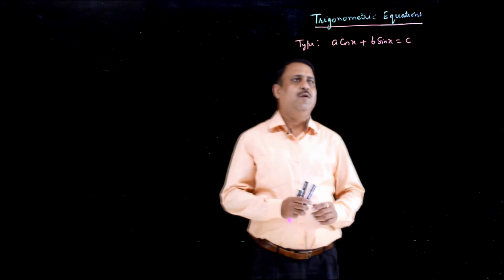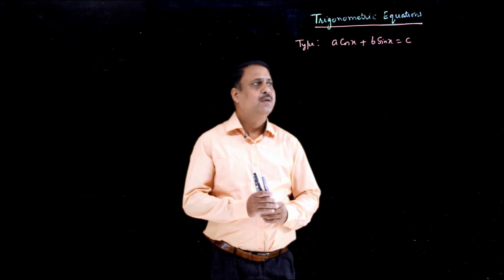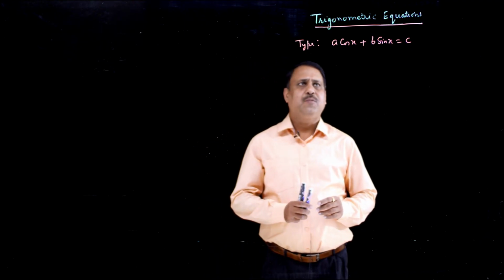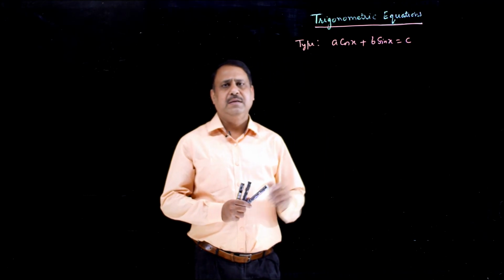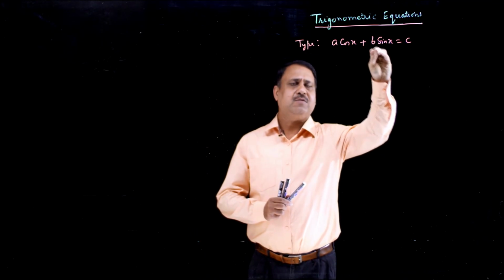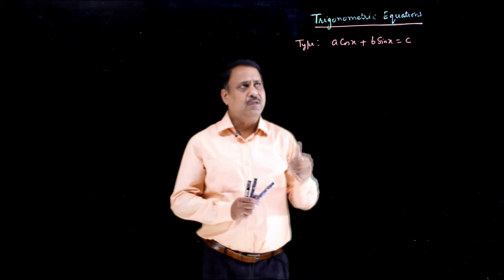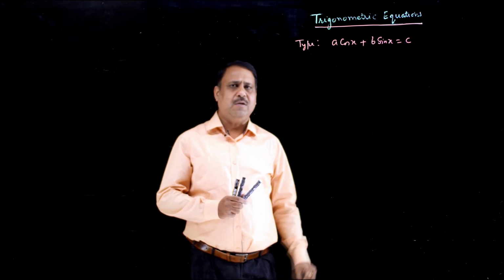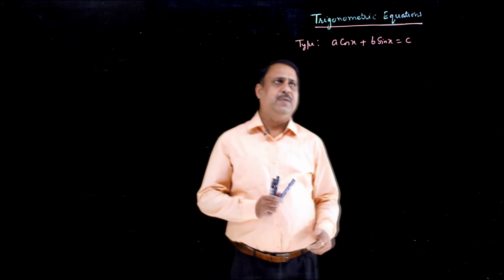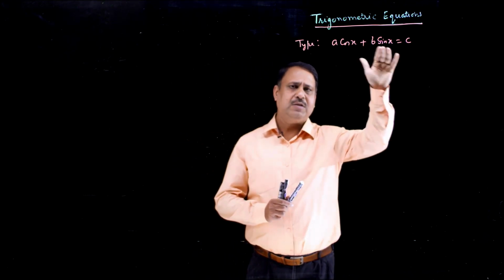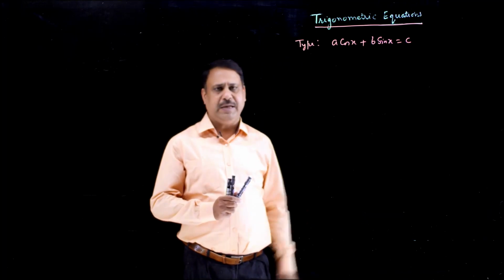So let us see questions of the type a cos x plus b sin x is equal to c. There are two different approaches for solving this type of questions. In one method, we can convert sin x and cos x in tan x/2 form. In another method, we will introduce one auxiliary argument. How to introduce that auxiliary argument? By dividing by under root of a square plus b square. So these are two approaches. Both methods I am explaining.